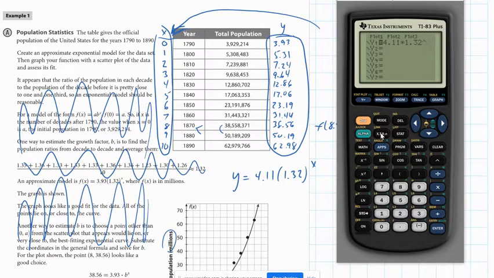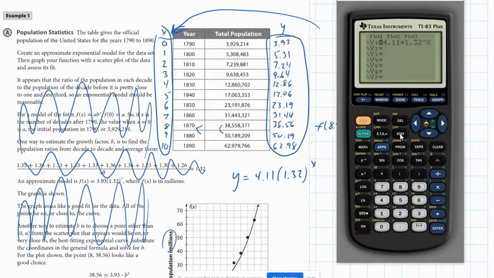This one's not too hard to type in because there's not very many numbers involved, but it's also not as accurate as if we had done all the decimal places. So even though this would work, I'll show you how you can actually get it to go in automatically.